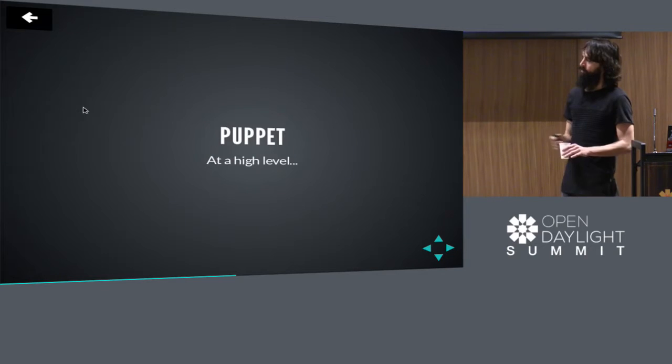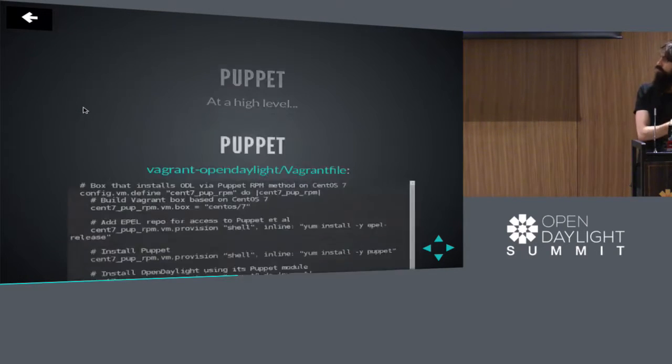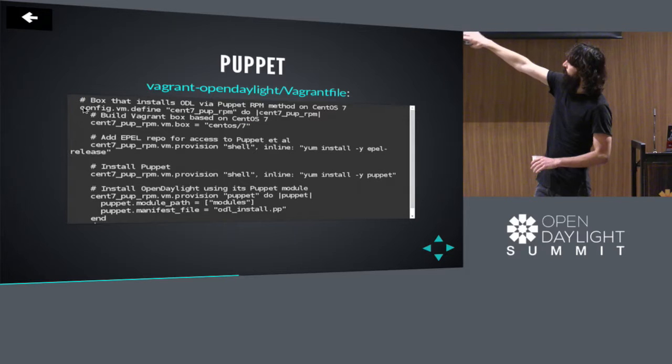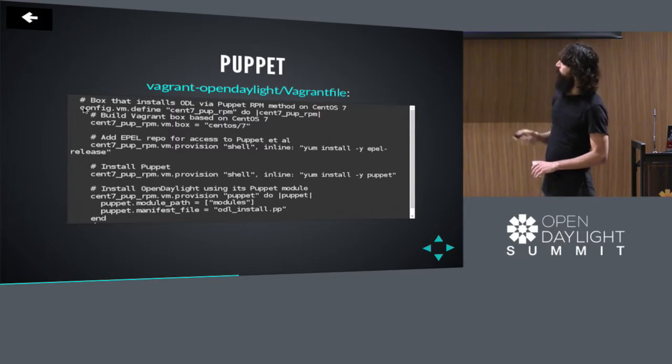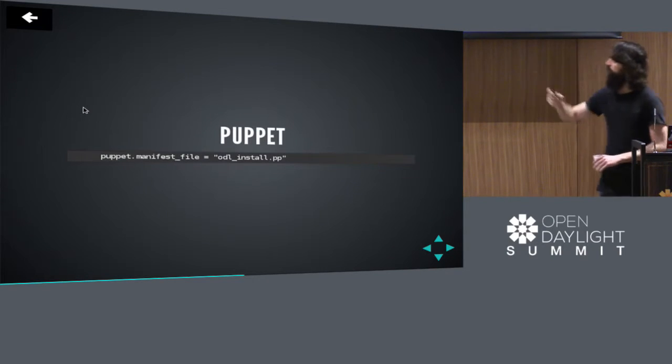So at a high level, again, more information than you can take in. This is what a Vagrant box definition looks like. Oh, there we go. Most of this is comments, but it's still pretty short overall. Basically, the important part is at the bottom there, where we're saying what Puppet manifest file we want to look at.